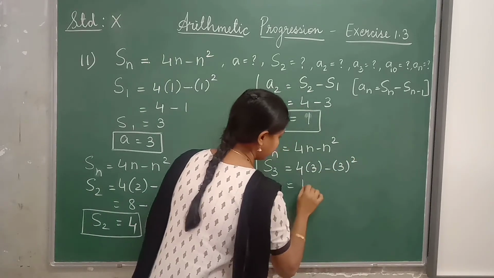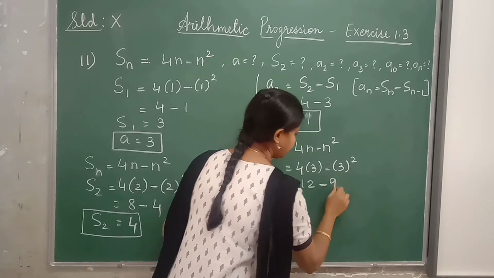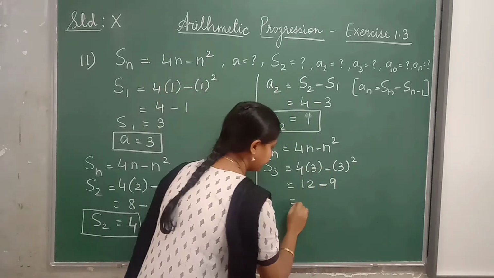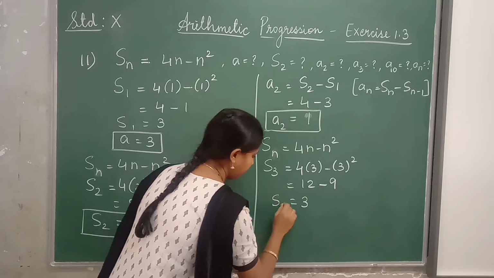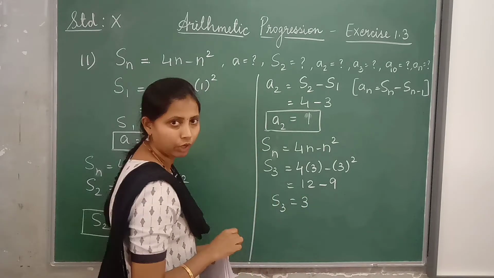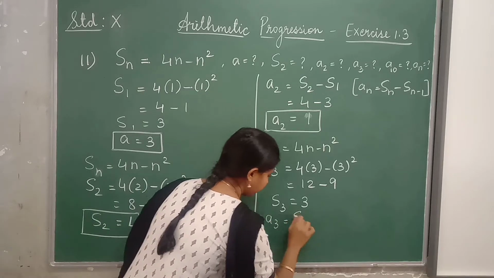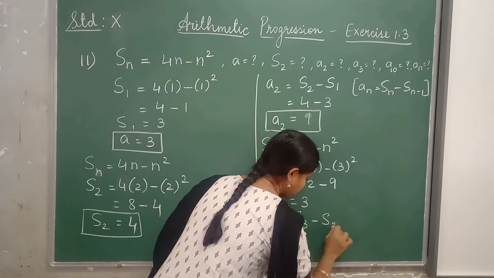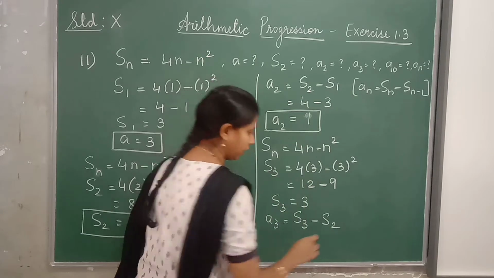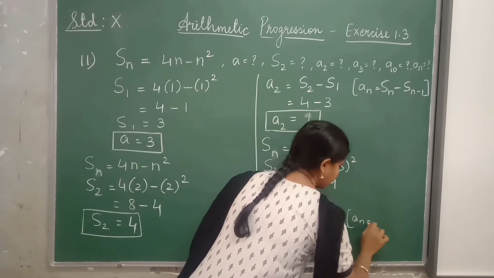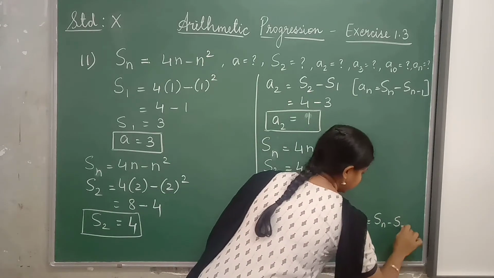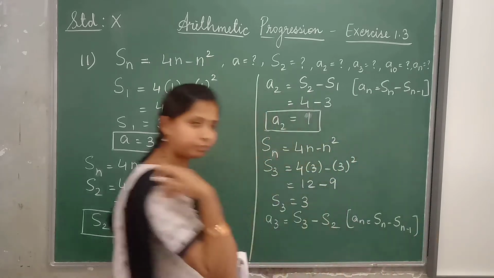So you get 4 3s are 12 minus 3 square is 9. 12 minus 9 is nothing but 3. So the sum of 3 terms is 3 we got. Now we can find A3. So A3 will be nothing but S3 minus S2, using this formula, that is, An is equal to Sn minus Sn minus 1.